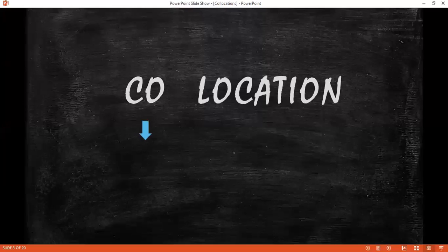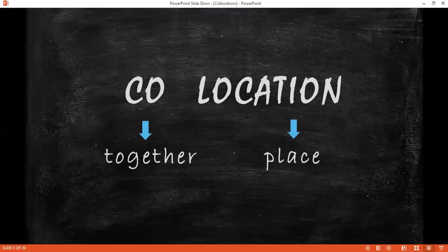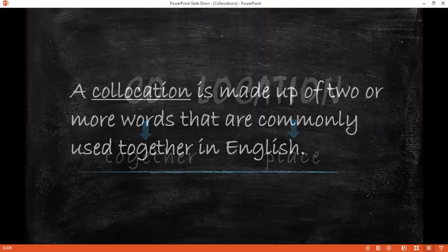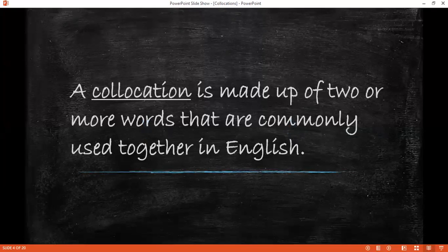Collocation is the combination of two words, co and location. Co means together and location means place, right? So the pair or group of words which are placed together in English are called collocation. Okay, so what is a collocation? It is made up of two or more words that are commonly used together in English.